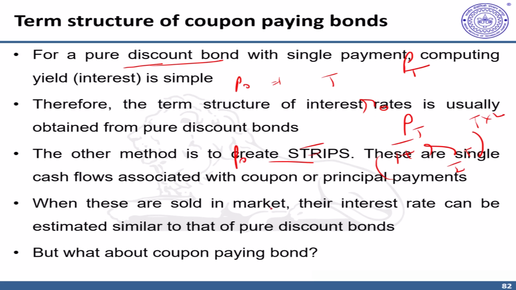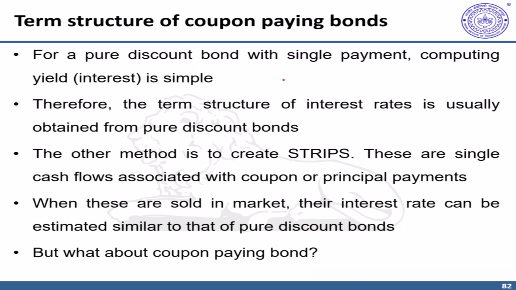In case it is annual compounding, then P naught equals PT upon (1 plus R) raised to the power T. The idea here is simple: because there is only one cash flow, calculating this interest rate using the current traded price and the future expected cash flow is easier.